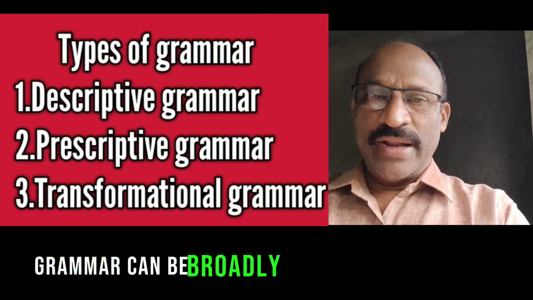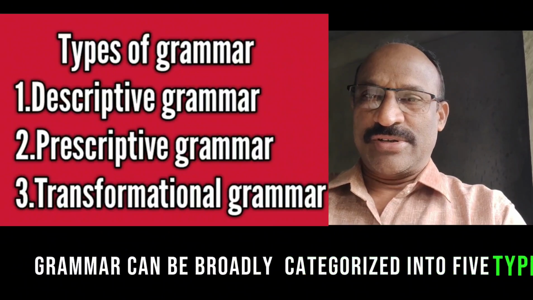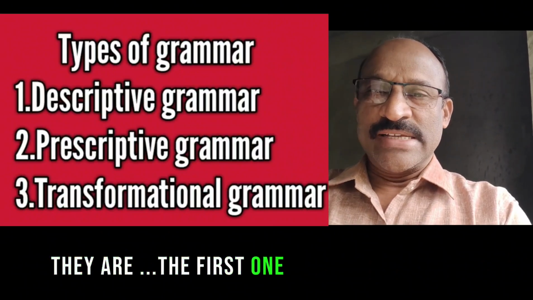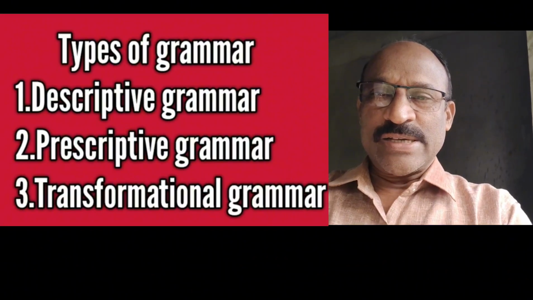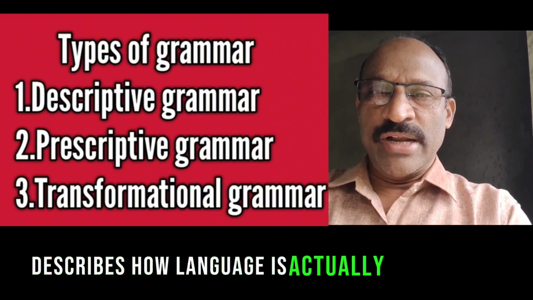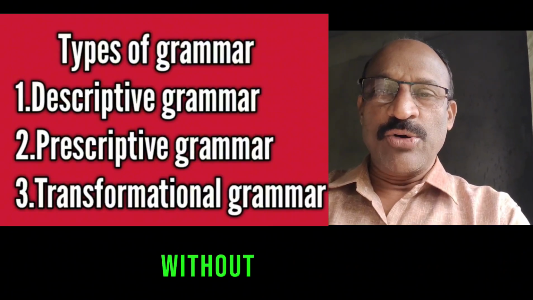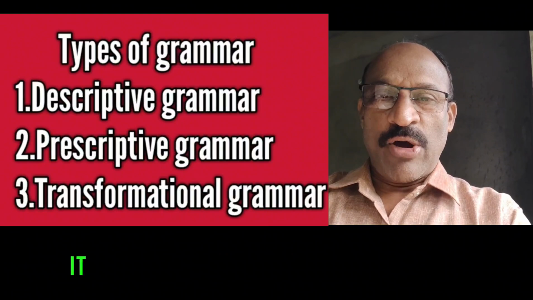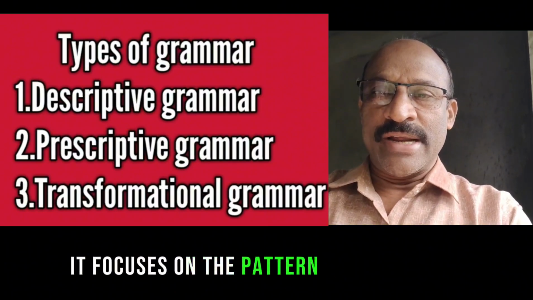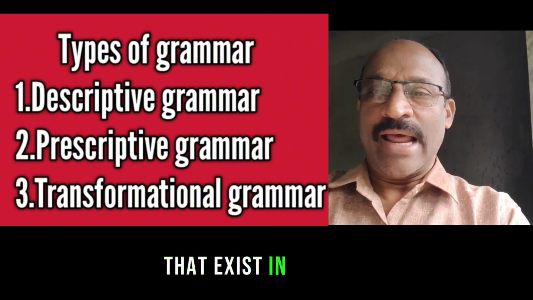Grammar can be broadly categorized into 5 types. The first one is descriptive grammar. It describes how language is actually used by speakers without prescribing rules. It focuses on the patterns and the structures that exist in a language.